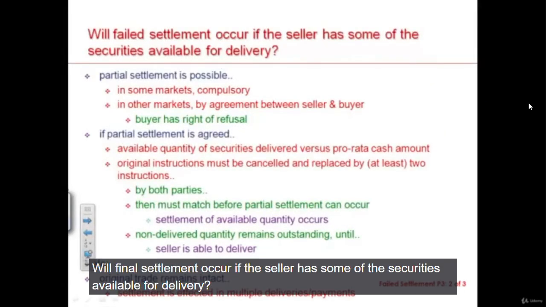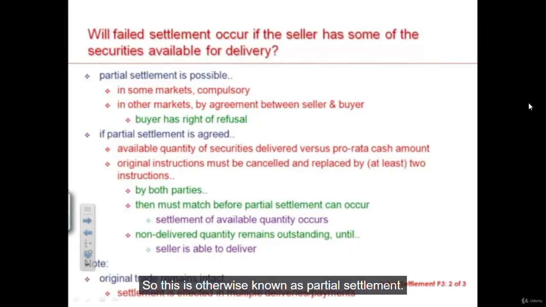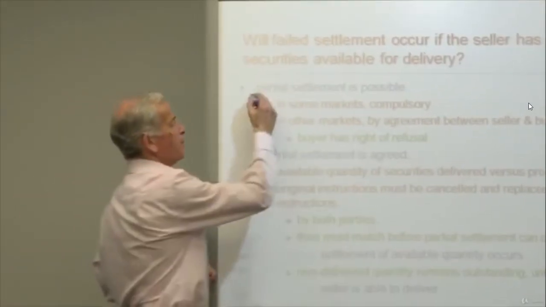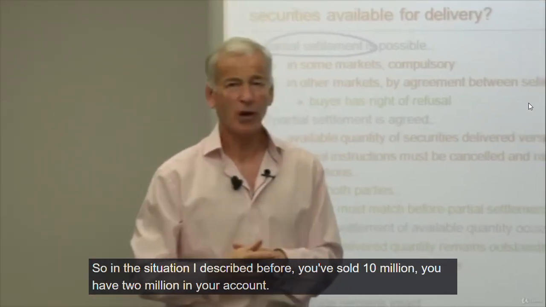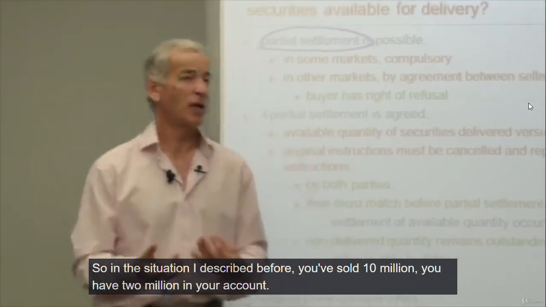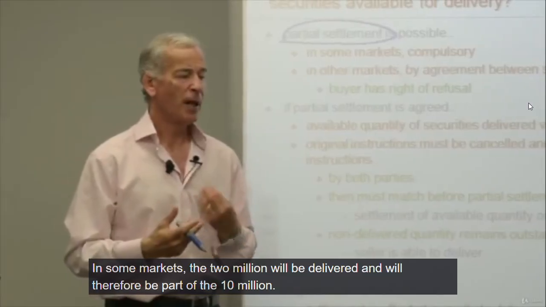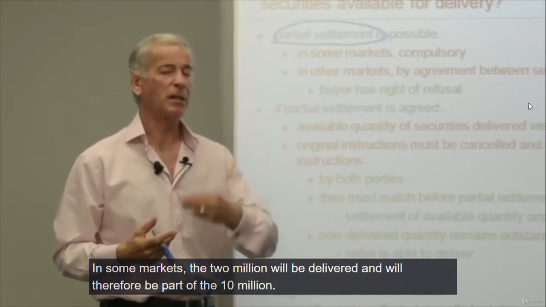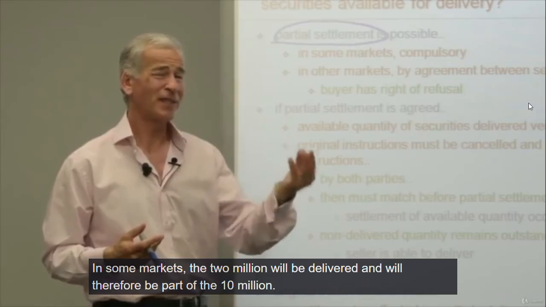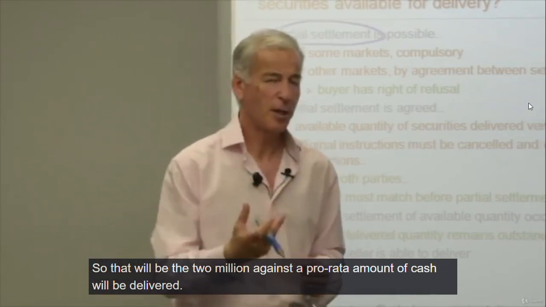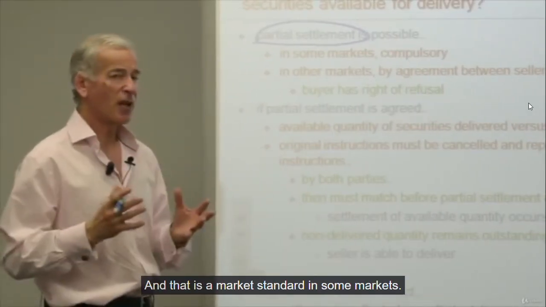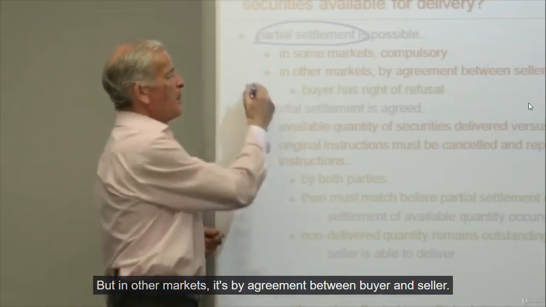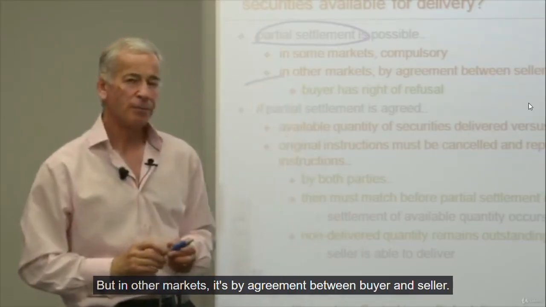Will failed settlement occur if the seller has some of the securities available for delivery? So this is otherwise known as partial settlement. In some markets it's compulsory. So in the situation that I described before, you've sold 10 million, you have 2 million in your account. In some markets, the 2 million will be delivered and will therefore be part of the 10 million. So that will be the 2 million against the pro rata amount of cash will be delivered, and that is a market standard in some markets. But in other markets, it's by agreement between buyer and seller.